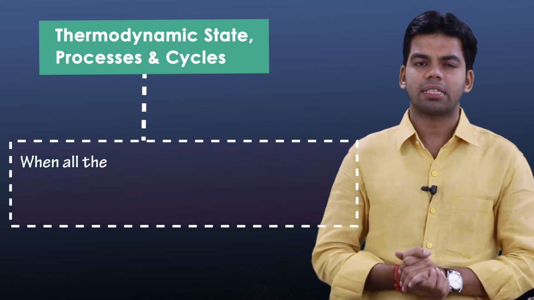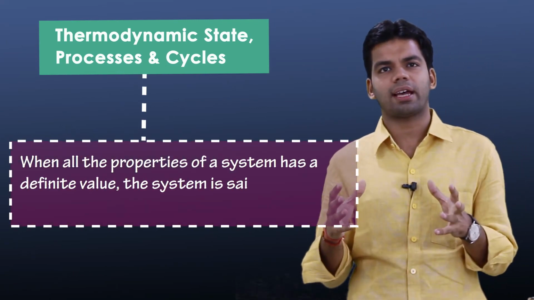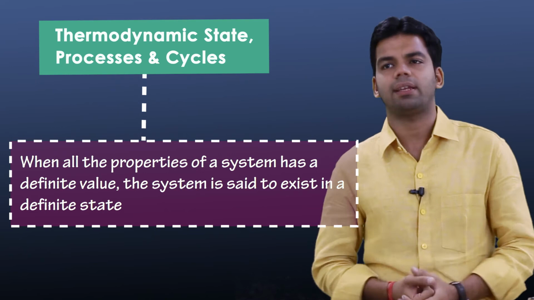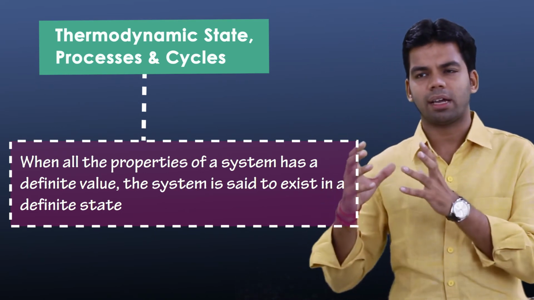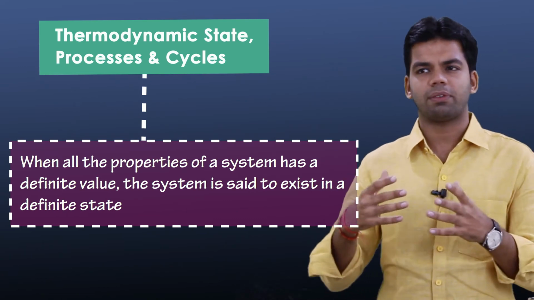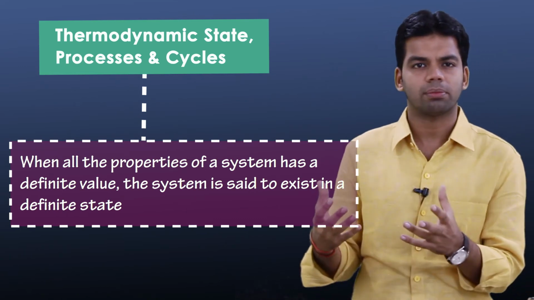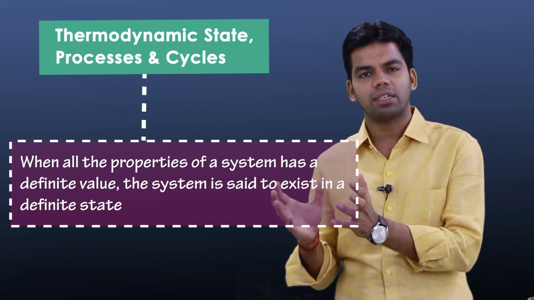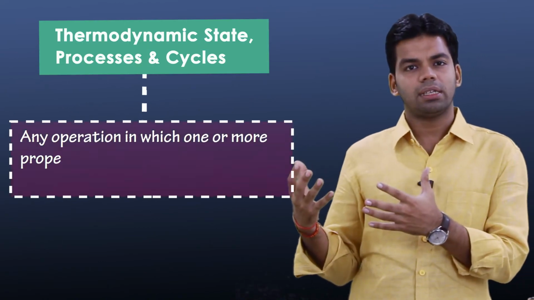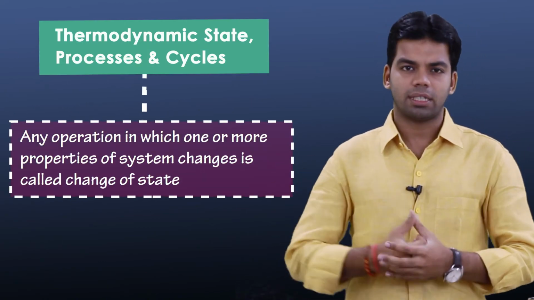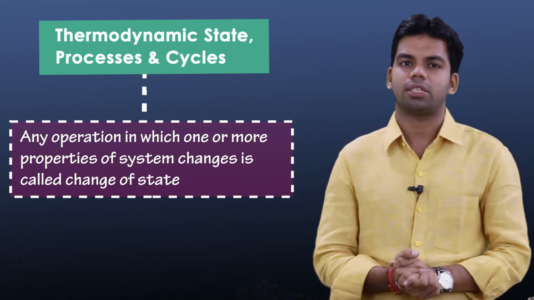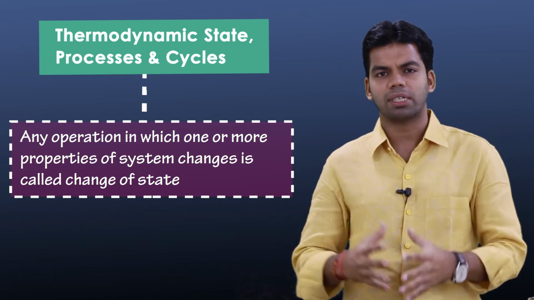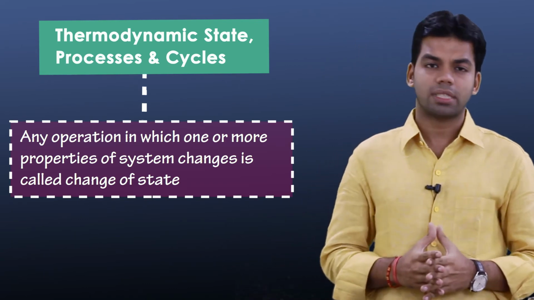First is thermodynamic state. Now, if all the properties are having a certain, definite value, the system is said to be in a particular state. For example, in any particular state, let us suppose the pressure is P1, volume is V1, temperature is T1, and so on. So, if all the properties are having a certain value, the system is said to be in a particular state. If the value of any of the properties changes, the system is said to have a change of state. That means the state of the system will change. This is called change of state. If any of the properties changes, the system is said to have change of state.